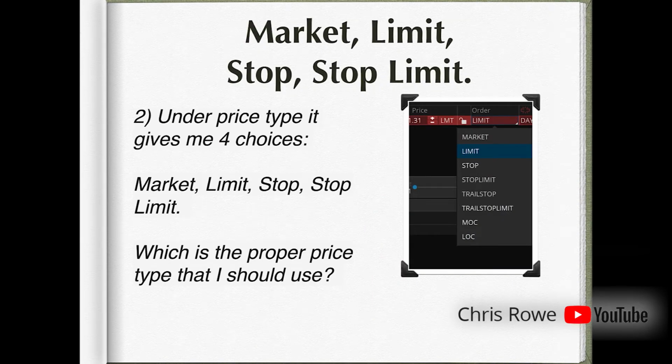Okay, so the next one is under price type. It gives me 4 choices: market, limit, stop, stop limit. Which is the proper price that I should use? All right, so once again, I can't advise you exactly what to do specifically, so this is for educational purposes only, but limit orders are what I like to use when trading options, unless there is a very small spread between the bid and the ask, and I'm chasing it.